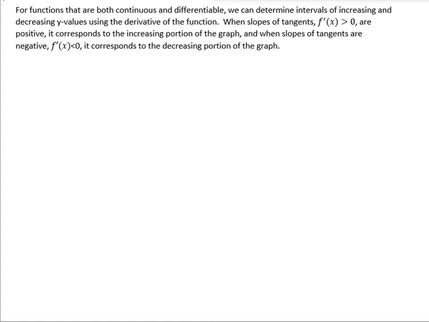So let's just read this together. For functions that are both continuous and differentiable, we can determine intervals of increasing and decreasing y values using the derivative of the function. When slopes of tangents are greater than 0, so they are positive values, it corresponds to the increasing portion of the graph. And when slopes of the tangents are negative, so when f prime of x is less than 0, it corresponds with the decreasing portion of the graph.